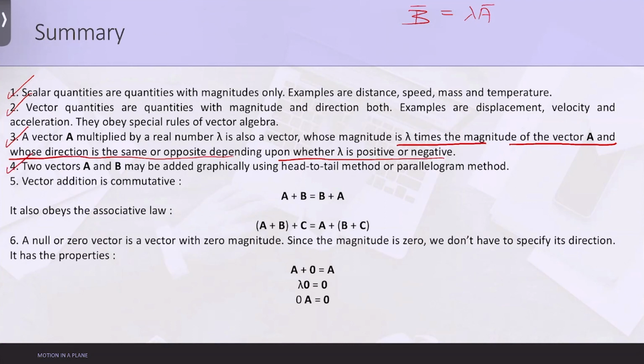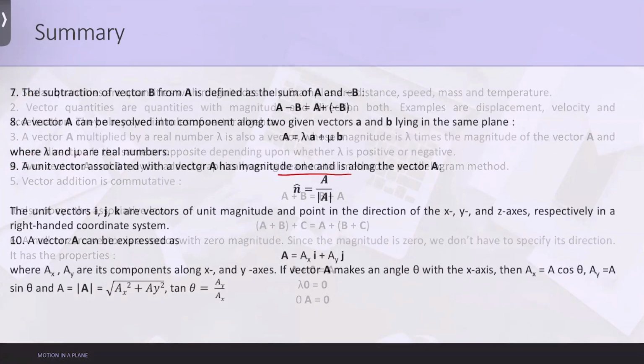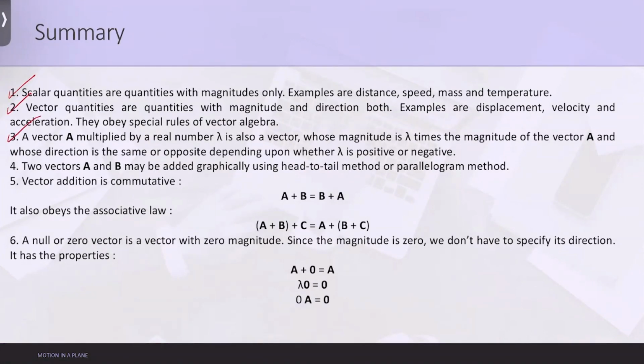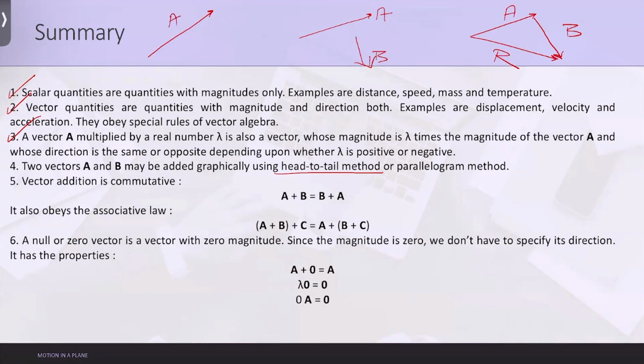Two vectors A and B may be added graphically using the head-to-tail method or the parallelogram method. What is the head-to-tail method? Let us suppose this is your A and this is your B. We just keep the vector B at this location like this and give the resultant like this. If we do the same thing for parallelogram vector addition, this will be the result. Direction here may change. I'm not drawing it to scale, but at the actual position the resultant will be something like this.